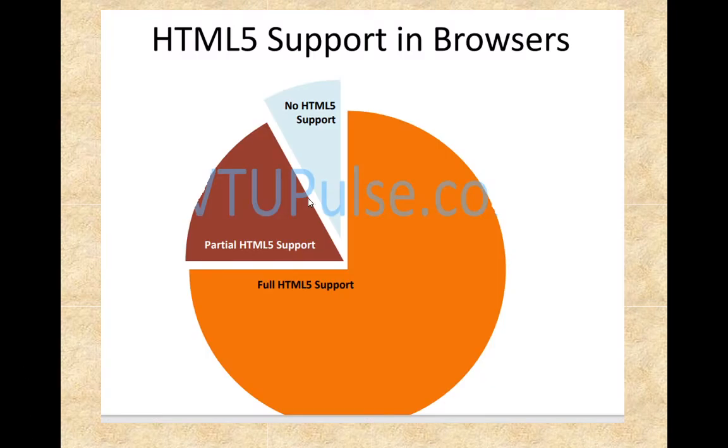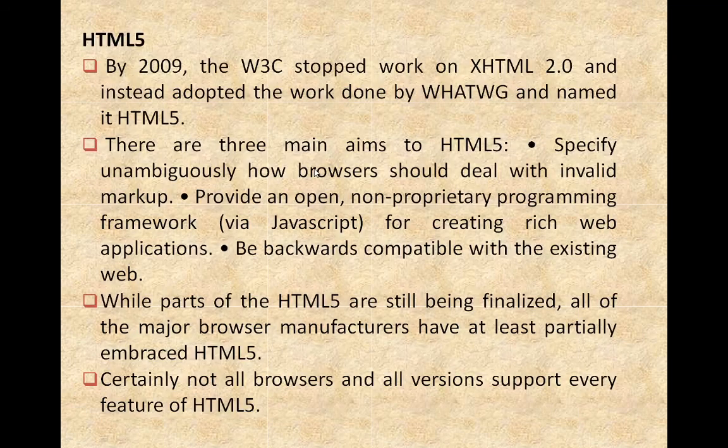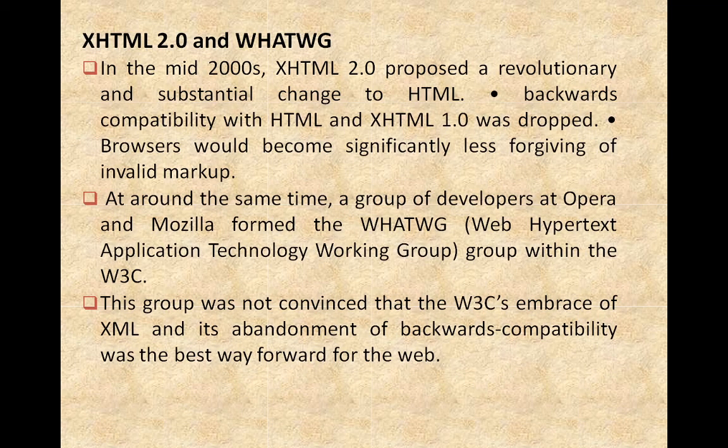This is a small graph showing HTML5 support in browsers. In this graph, the orange part shows that many browser manufacturers have supported the features of HTML5. The brownish part says that partial HTML5 has been supported, and a few manufacturers have not supported the features of HTML5. That means they are making use of basic HTML, not HTML5. So this was about HTML5, XHTML 2.0 and WHAT-WG.